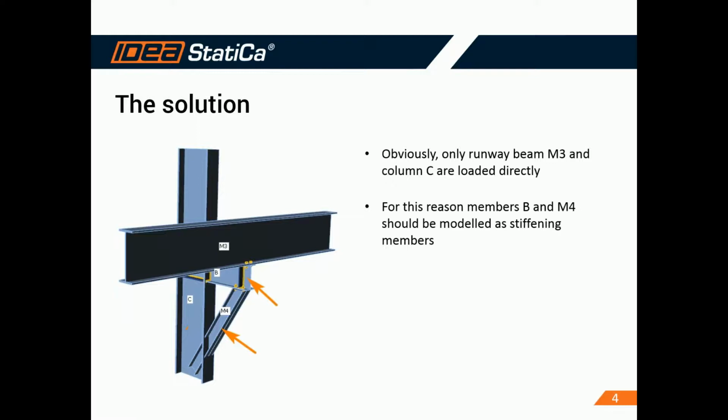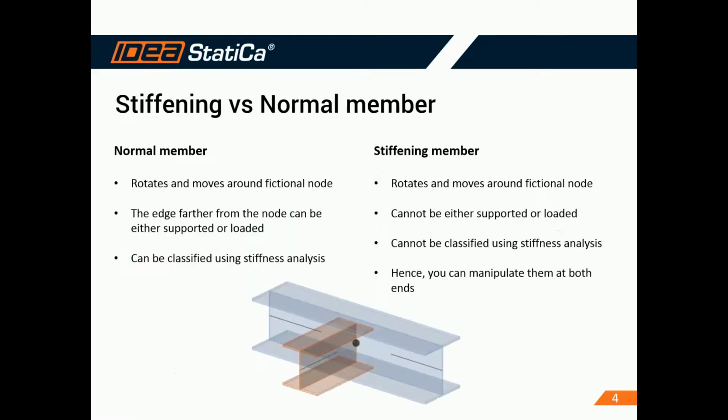Obviously, in this structure, only the runway beam M3 and the column C are loaded directly. And for this reason, the members I'm showing you with the orange arrows, members B and M4, they should be modeled as stiffening members. Now let's see why. In our solution, we have two types of members. We have the normal members and the stiffening members.